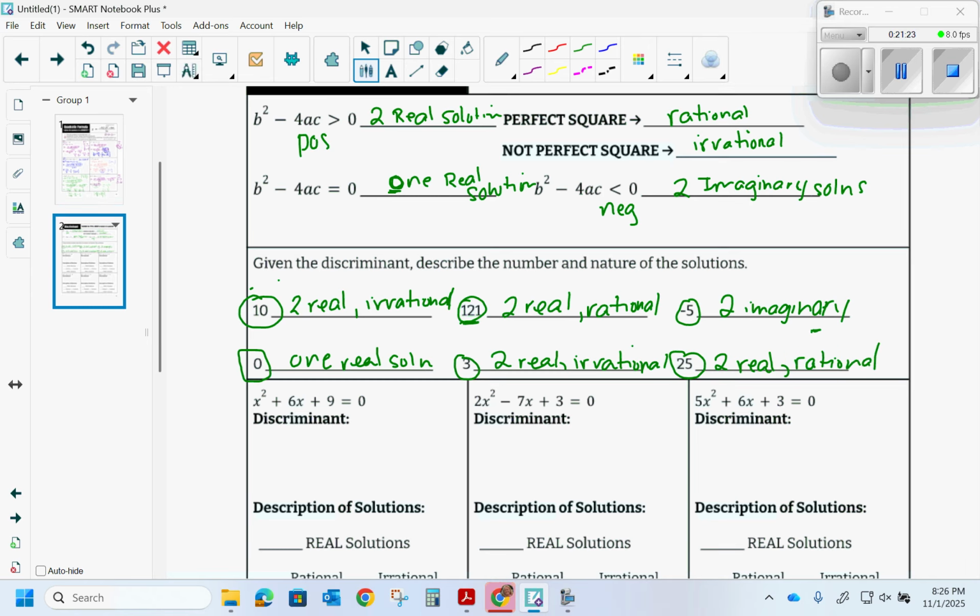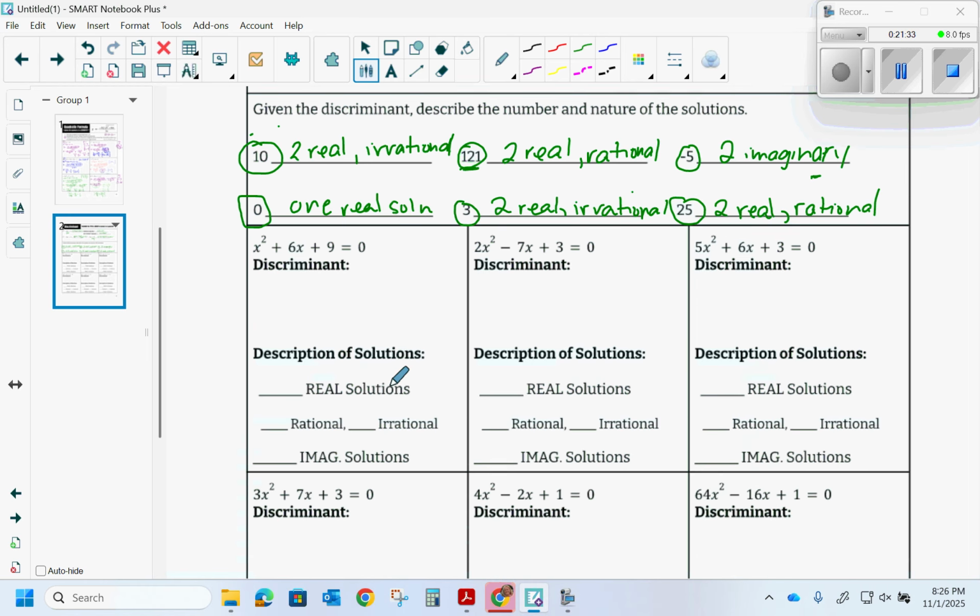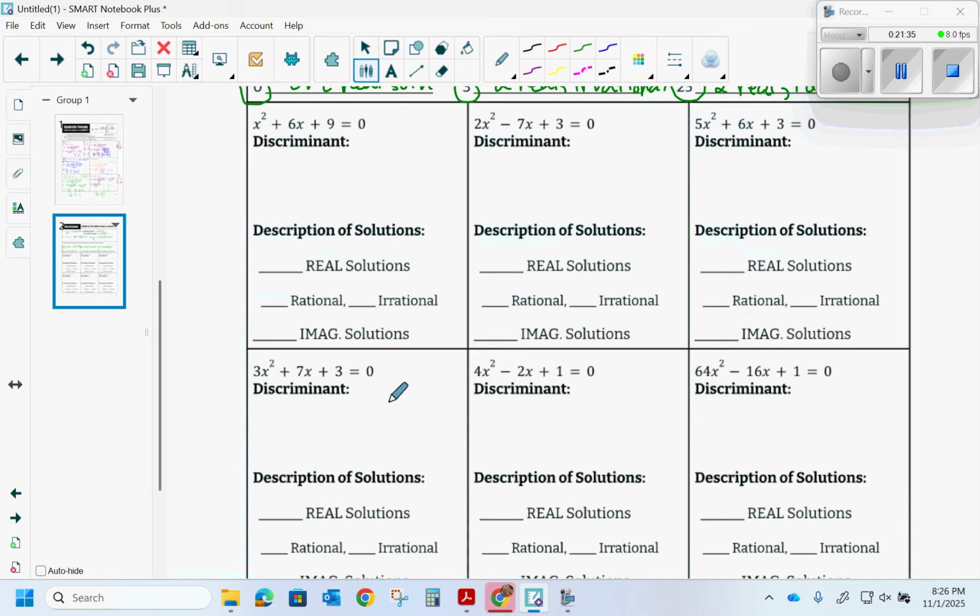All right, so that's going to make a difference when we start graphing these. The discriminant will help us determine how we are going to graph them or not. If they're imaginary, of course, we don't graph those. Let's go ahead and do some calculations. Again, there's no square root when you do the discriminant. It's b squared minus 4 times a times c.